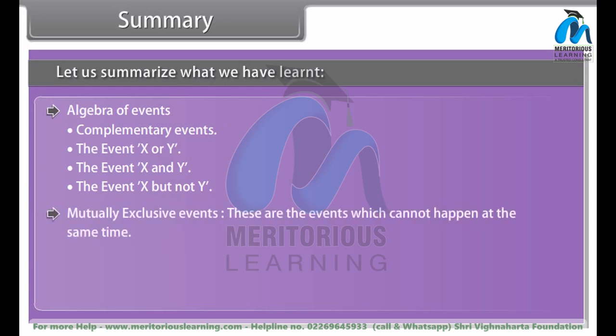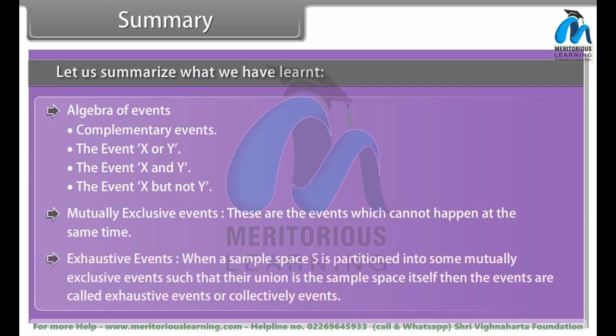Mutually exclusive events. These are the events which cannot happen at the same time. Exhaustive events. When a sample space S is partitioned into some mutually exclusive events such that their union is the sample space itself, then the events are called exhaustive events or collectively exhaustive events.